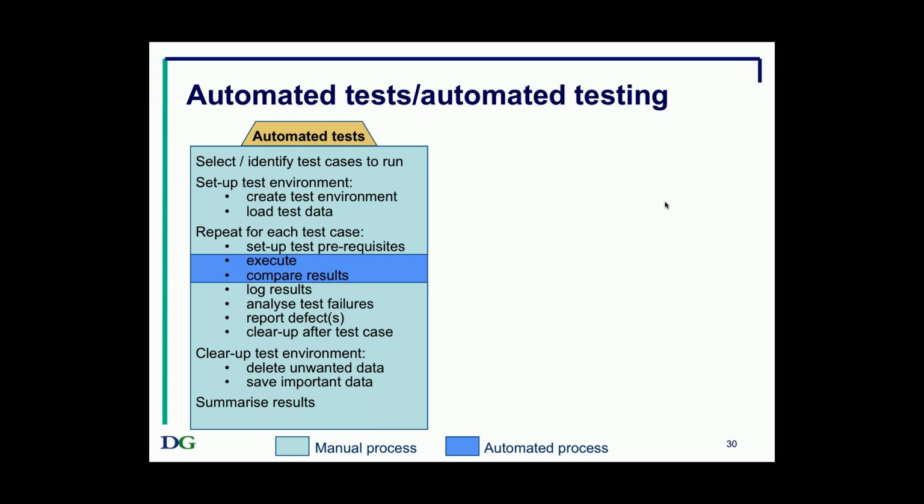Well, we set up our test environment, load the test data, set up the prerequisites. Now in the middle, we have some automation where we're executing and comparing results. So that's where we're using the tool. And then logging and analyzing failures, reporting defects, clearing up after the test case, repeating for other tests, and then clearing up the environment afterwards and summarizing results. Yes, we have some automated tests in there, but the tests are embedded in manual processes.